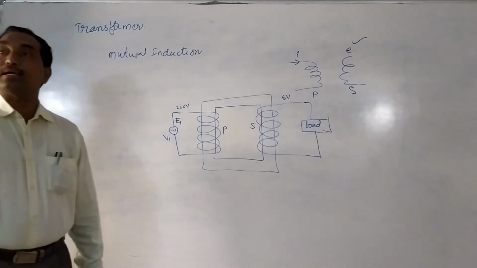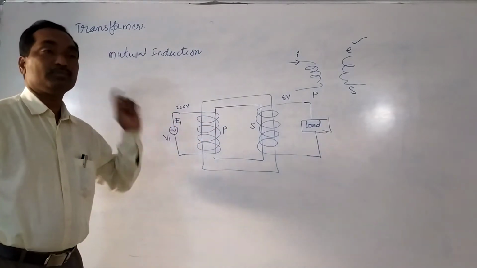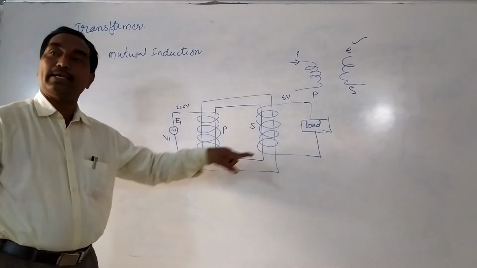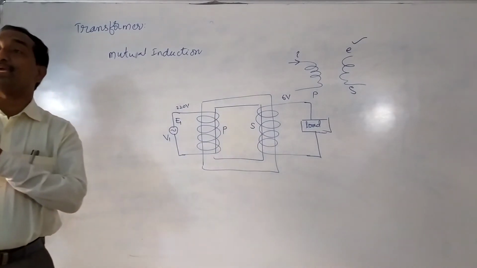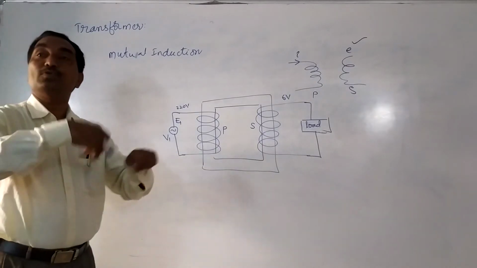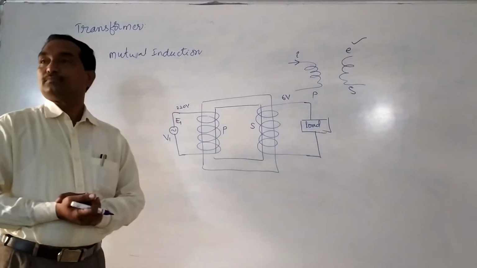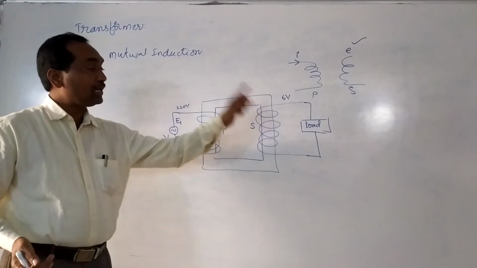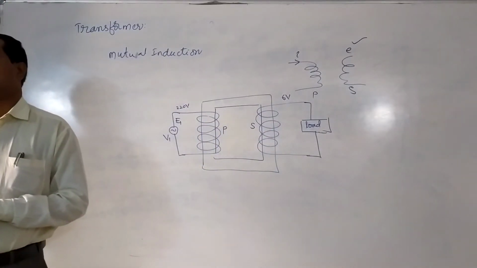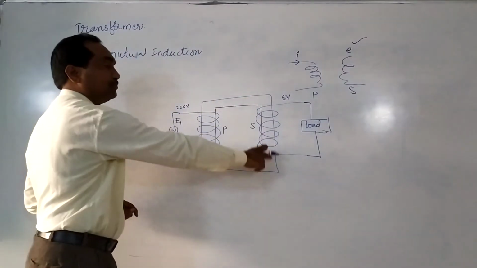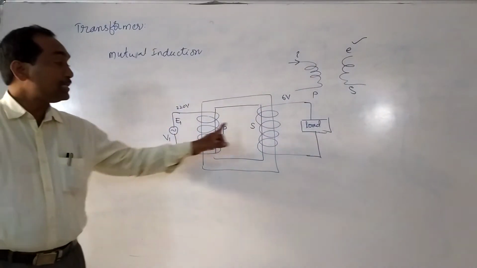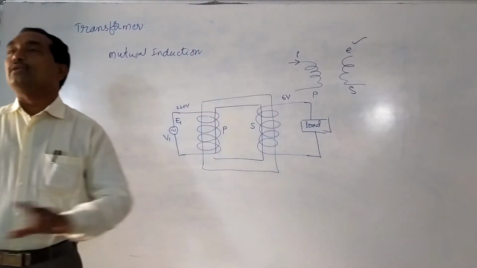So what is happening here? There is a coil. Of course, it is electrically insulated but magnetically linked. Electrically insulated wire will be wound on the common core. Of course, this is also an electrically insulated core, but they are magnetically linked. So this is called the core. Okay, this is the primary coil. This is called the secondary coil.